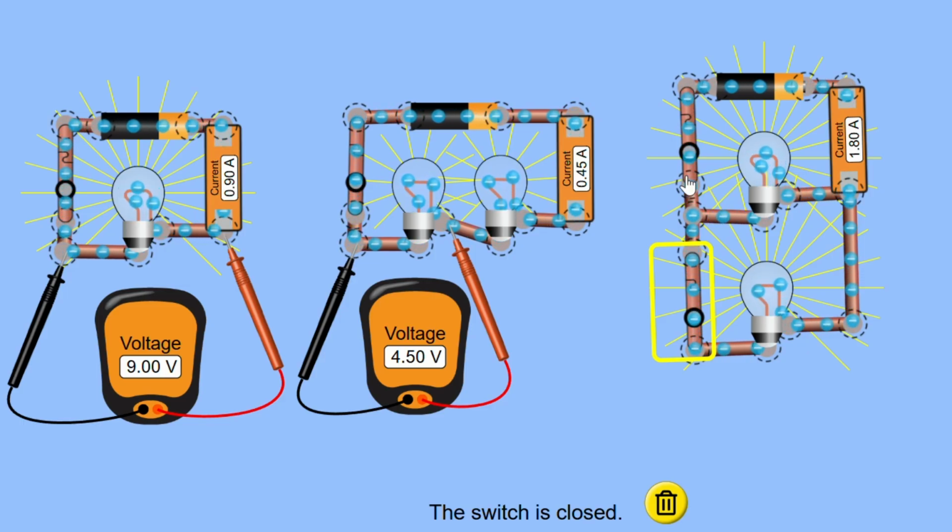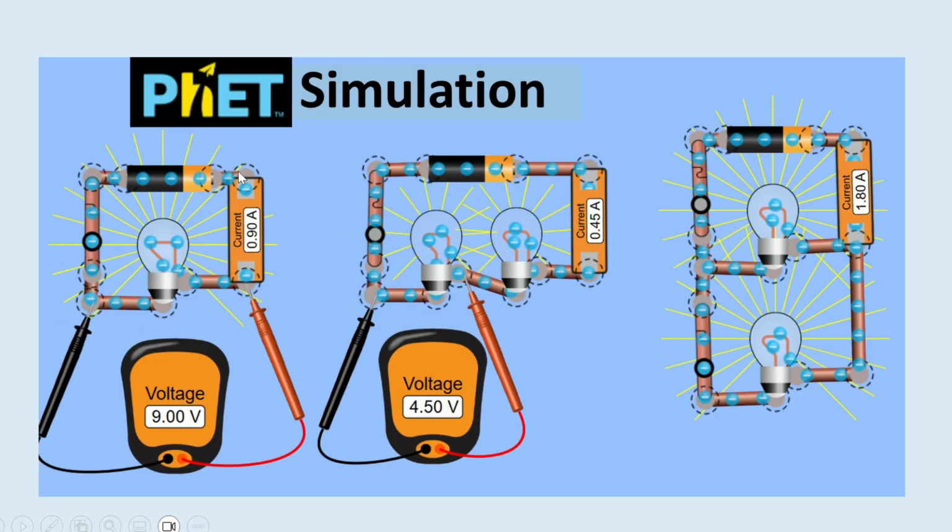So when you're adding resistors or bulbs in parallel, the total resistance gets less because you're adding another pathway, and that means the total current increases.